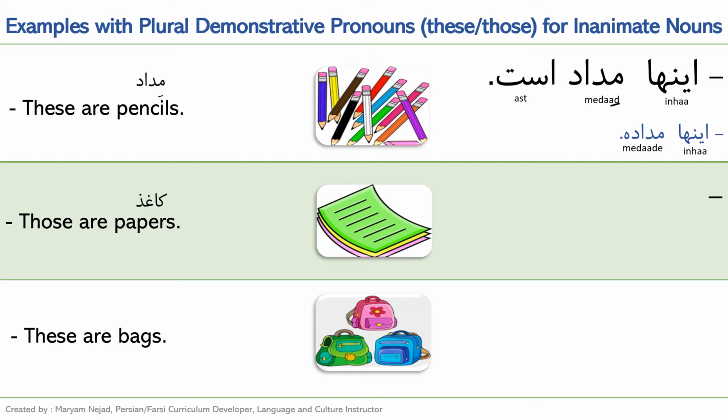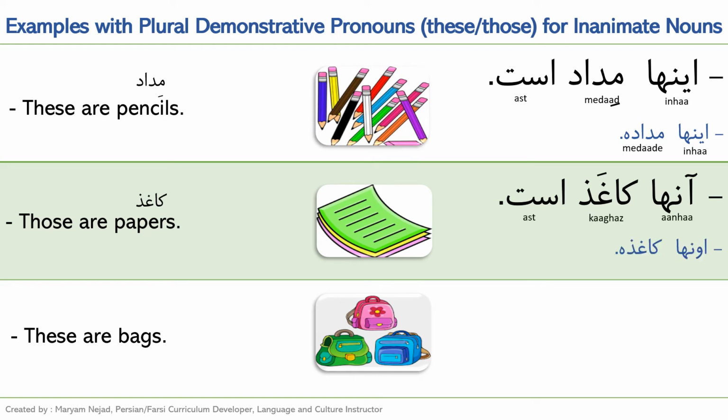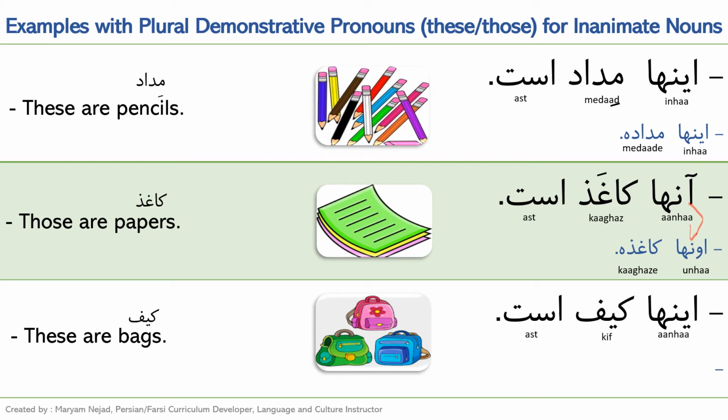Paper is kagaz. Anha kagaz ast. Or anha, sorry, unha kagaze, because the informal of anha is unha. Next one, these are bags and bag is kif. Inha kif ast. For the informal, inha kife. We also say ina for sometimes ina for inha, the informal of inha. So it can also be pronounced as ina kife.